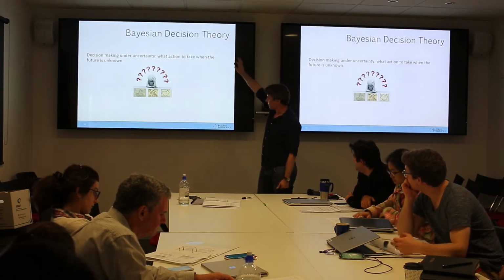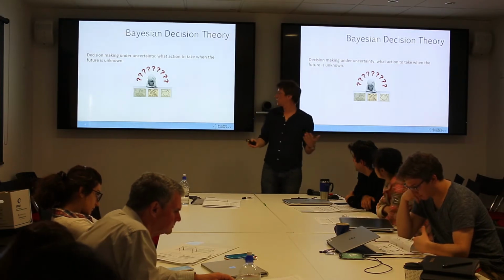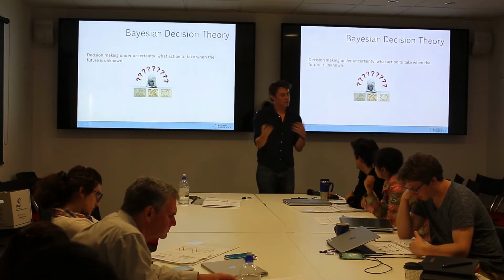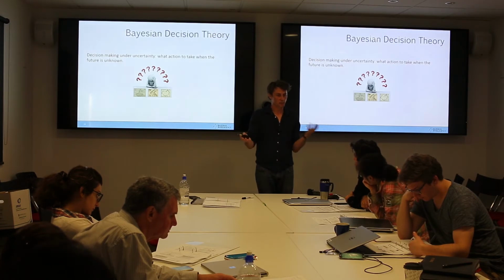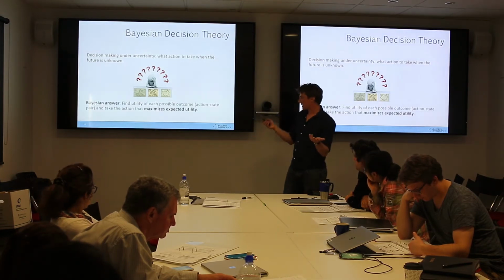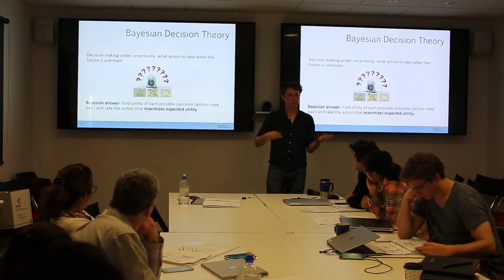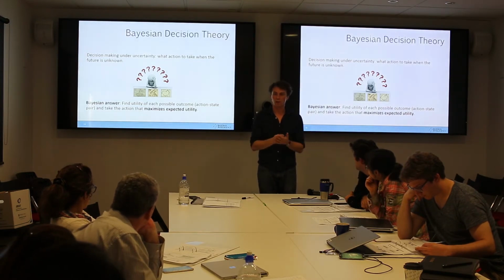So when we want to make these decisions under uncertainty, we want to work out what actions, from a set of actions, we should take. And the Bayesian answer for that is that we try to find a solution that maximises the expected utility. So have people come across the concept of utility before?